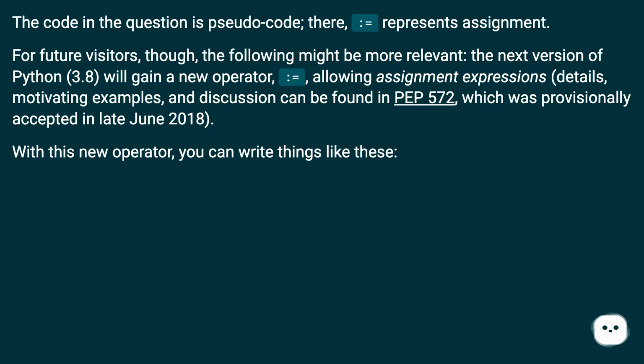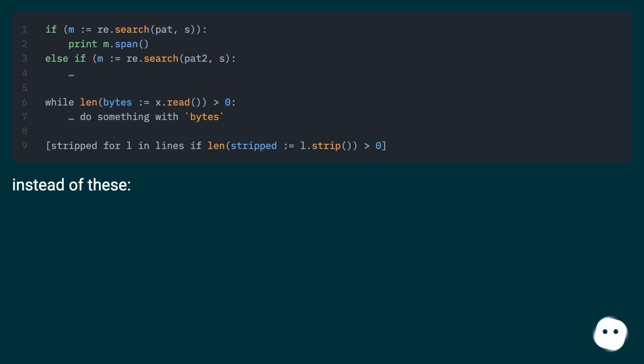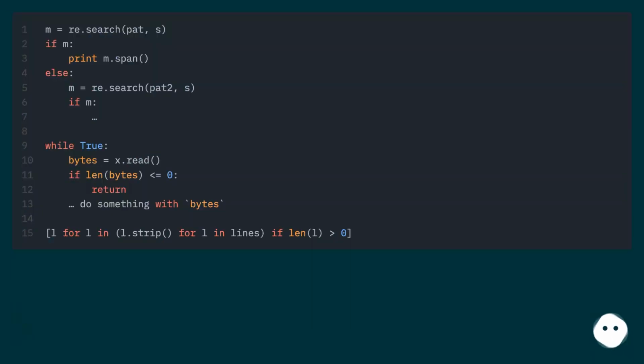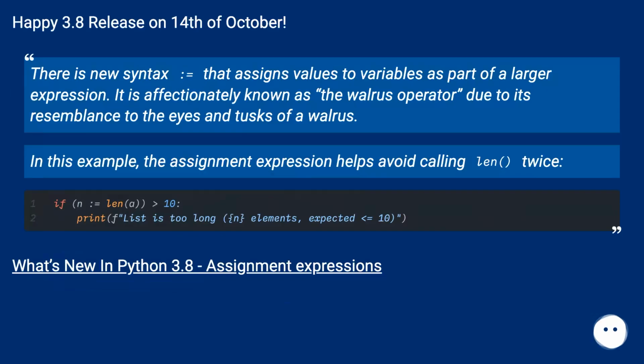The next version of Python, 3.8, will gain a new operator, colon equals, allowing assignment expressions. Details, motivating examples, and discussion can be found in PEP 572, which was provisionally accepted in late June 2018. With this new operator, you can write things like these, instead of these. Happy 3.8 release on 14th of October.